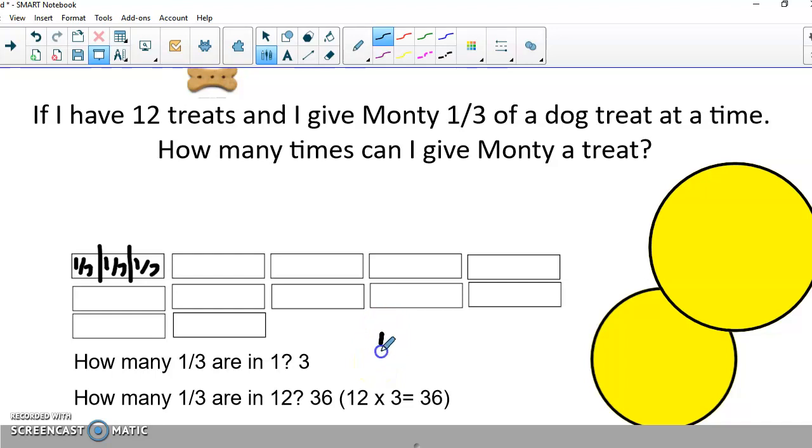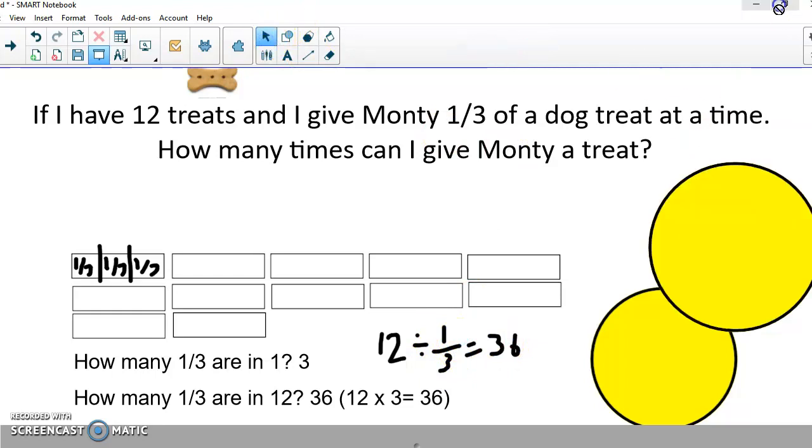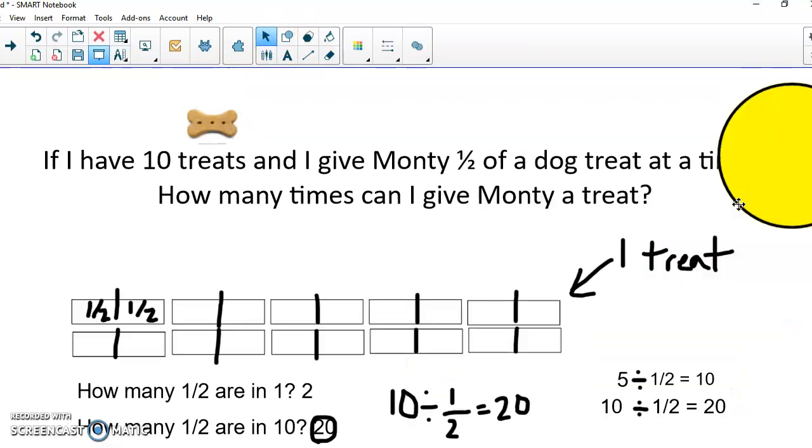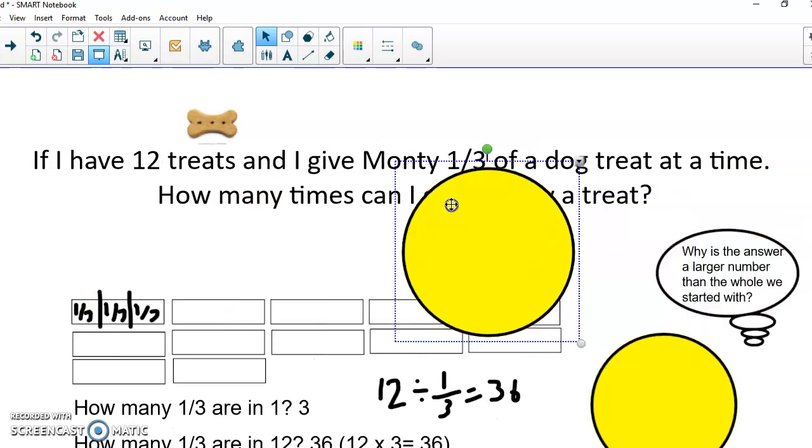12 divided by 1/3 gives us 36. Or there are 36 1/3s in 12. How many 1/3s are in 12? So mathematicians, oops, what just happened there? Everything kind of moved. Went back one screen.